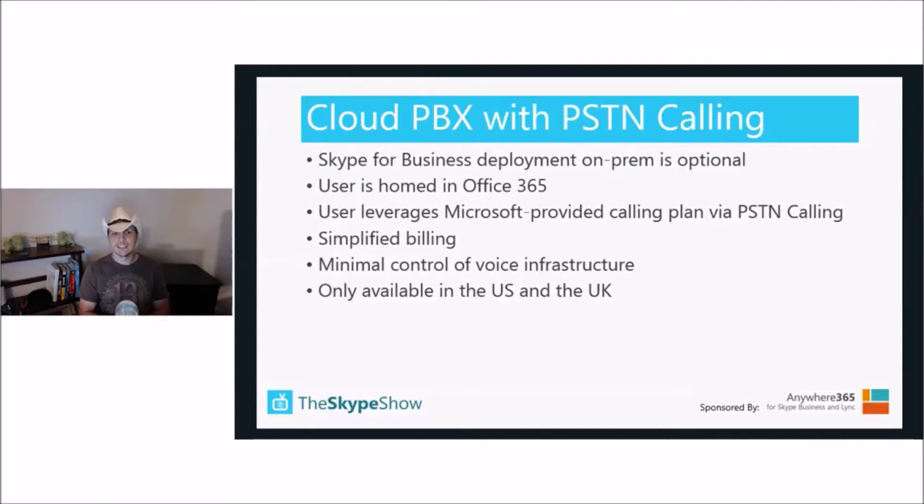Cloud PBX with PSTN calling. This is where your Skype for Business deployment being on-prem is optional. You do not have to have a hybrid deployment to use Cloud PBX with PSTN calling. Your users are homed in Office 365 for this. The user leverages the Microsoft provided calling plan via PSTN calling. Very cool. So they're in the cloud, they're homed in the cloud. They do all of their modalities through the cloud. All their call control is through Cloud PBX, and they're making phone calls via Microsoft's provided calling plans.